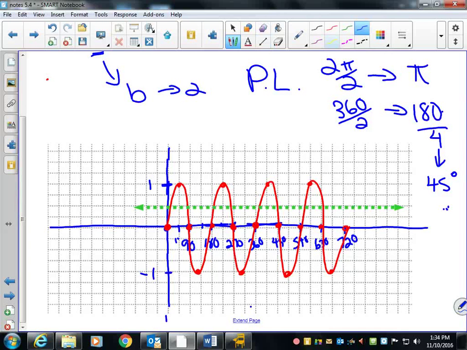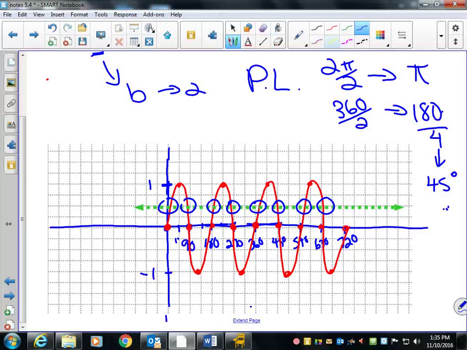So at this point, at this point, at this point, right? We can guess. We try to be as accurate as we can. It's not going to be perfect this way.